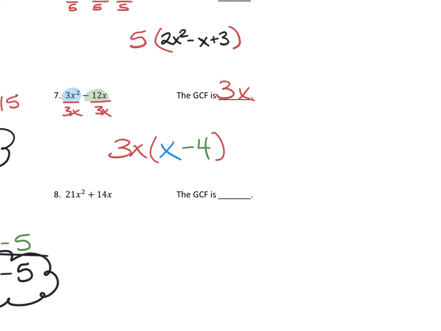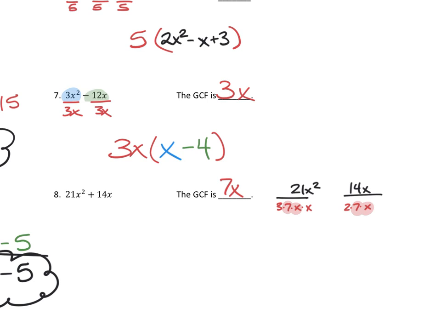I want you to stop on number 8. We're going to do this in 2 parts. First, I want you to pause the video and tell me the GCF. If you were unable to look at this problem and just say the GCF is 7x, then you might need to break these numbers apart into their factors. 21x squared is found by multiplying the prime numbers 3 times 7 times x times x. And 14 is found by multiplying the prime numbers 2 times 7, then multiplying it by an x. This way, we're able to very easily see that these two terms have a 7x in common.